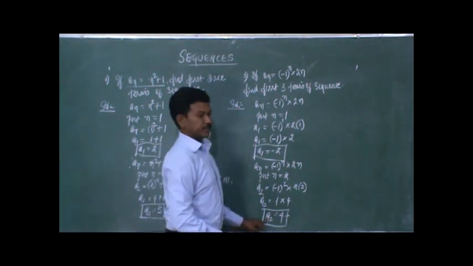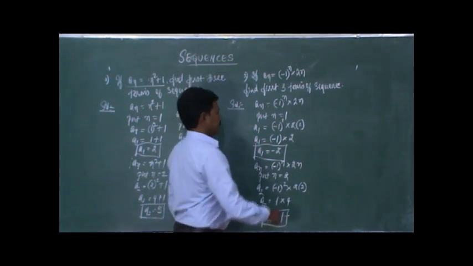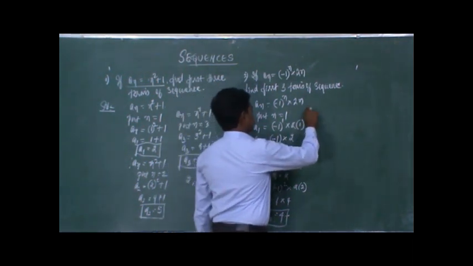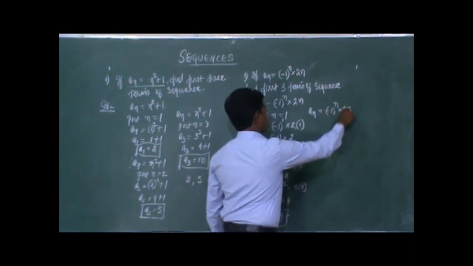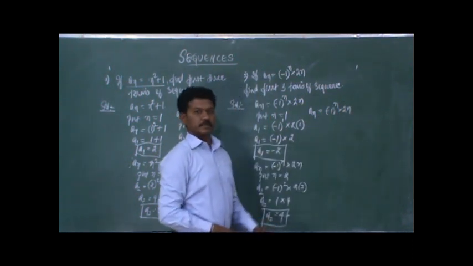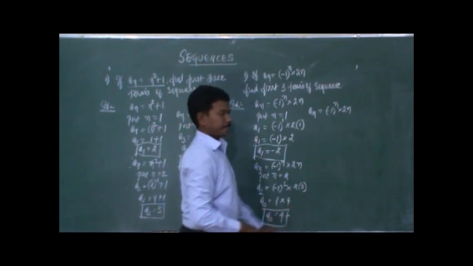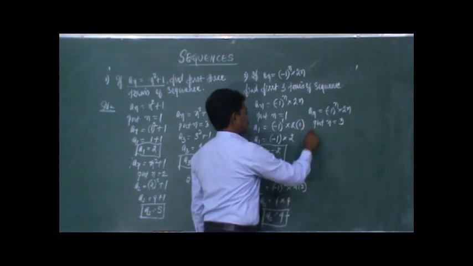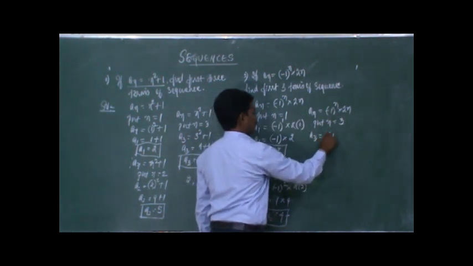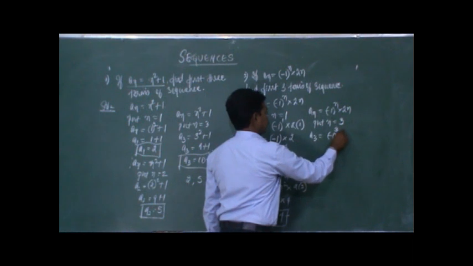So the second term of the sequence is 4. Now let us find out the third term. So write down the nth term again, minus 1 whole to the power n into 2n. In order to find the third term of the sequence, you have to substitute n by 3. So put n is equal to 3. So a3 is equal to minus 1 whole to the power 3 into 2 into 3.